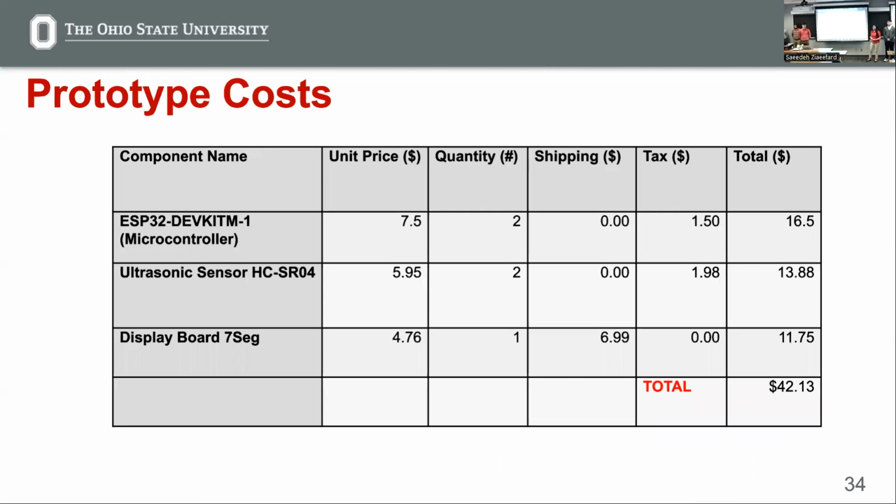And then these are our prototype costs. So we just have 3 things that we purchased this semester. Fortunately for us, a lot of our materials were in the lab, so we didn't necessarily have to buy all of the components, but we do have a list of the cost of the microcontroller, the sensors we bought, and then our display board.